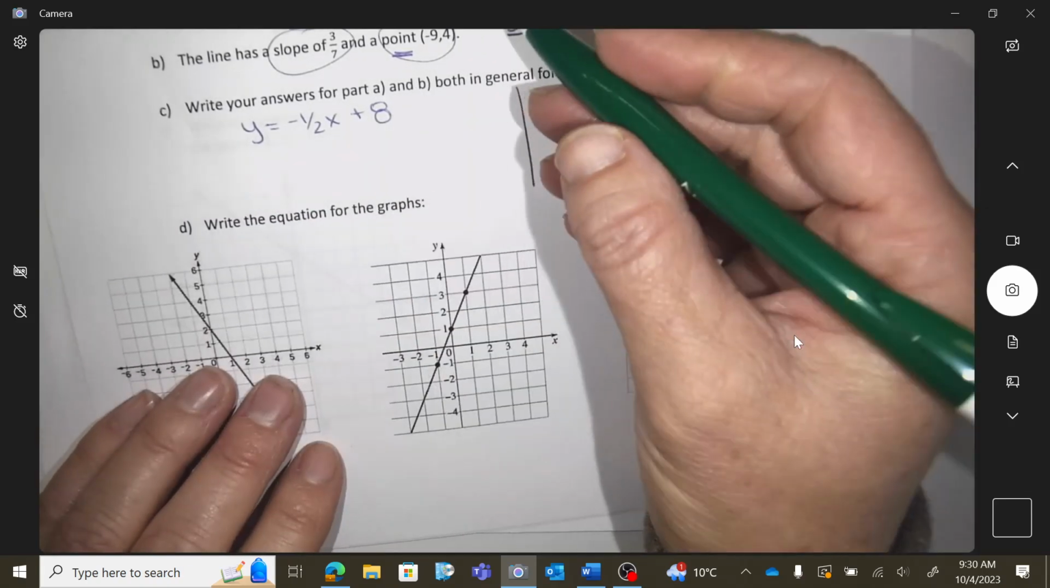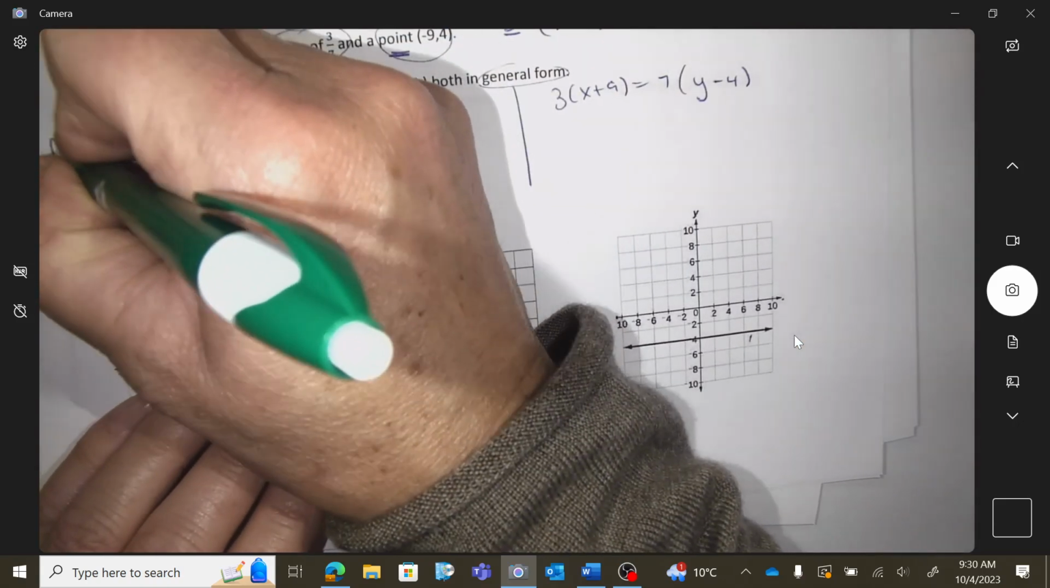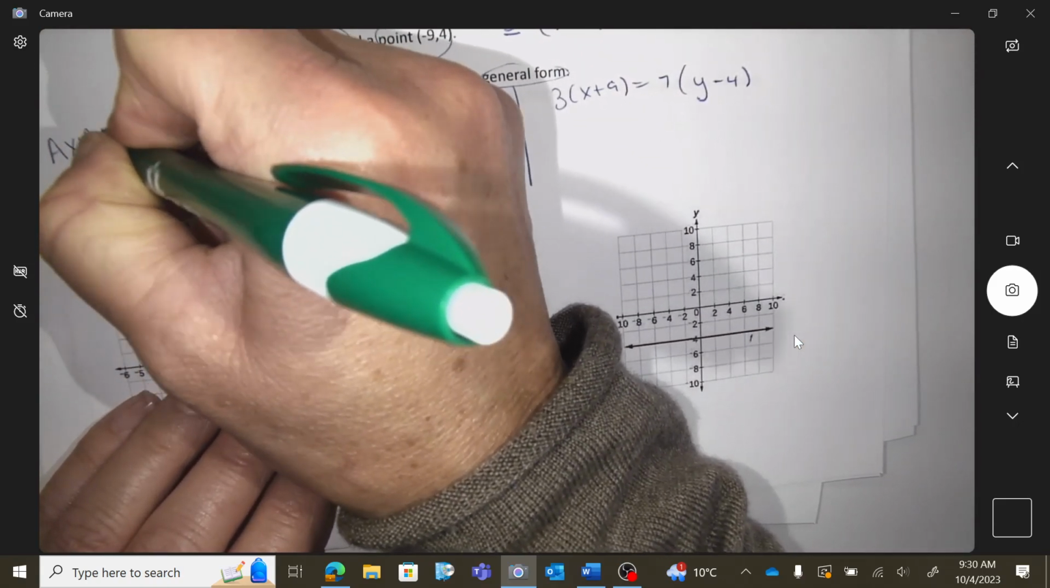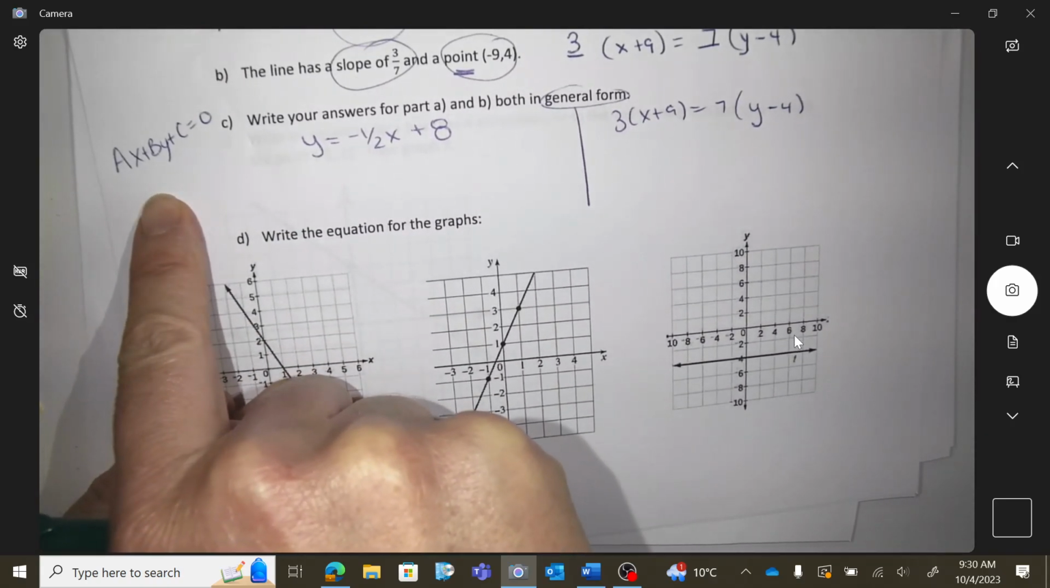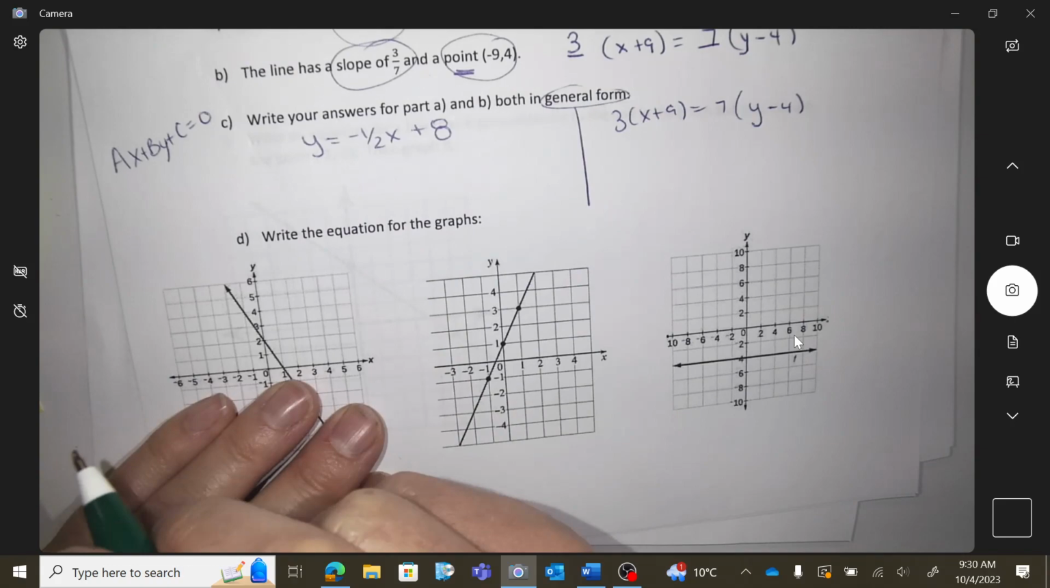So what does general form look like again? So this is my goal. What's a first step to get there?